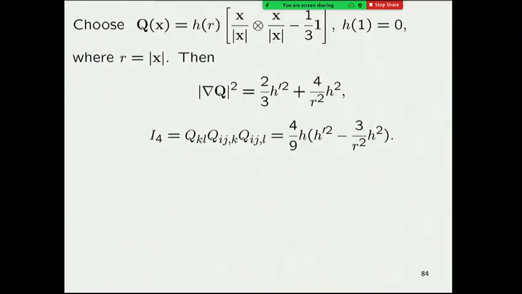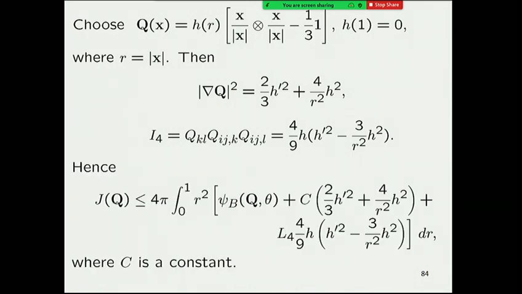So you choose a particular Q, and this is the one we chose: a function of the radius times x over norm x, tensor x over norm x, minus a third of the identity, with h of 1 equal to 0, so that you're matching the boundary data on the boundary of the ball. And then you calculate everything. The gradient of q squared is 2 thirds h prime squared plus 4 over r squared h squared. And the problematic term here turns out to be 4 ninths h times h prime squared minus 3 over r squared h squared. So these are just calculations.